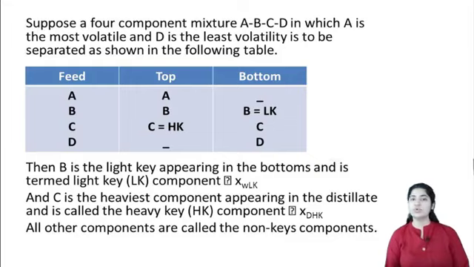Similarly, D is only present in the bottom, which means it is your least volatile component, whereas B and C are both present in your top and bottom parts. Now, suppose B is present in majority in the top, then it is your light key component. Similarly, C, if it is present in majority in the bottom, is your heavy key component. This way you differentiate your components as light key and heavy key.